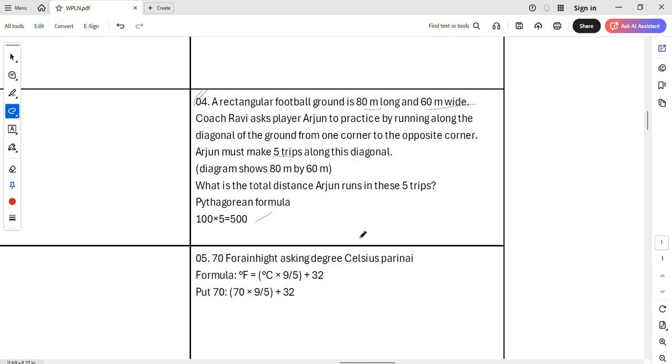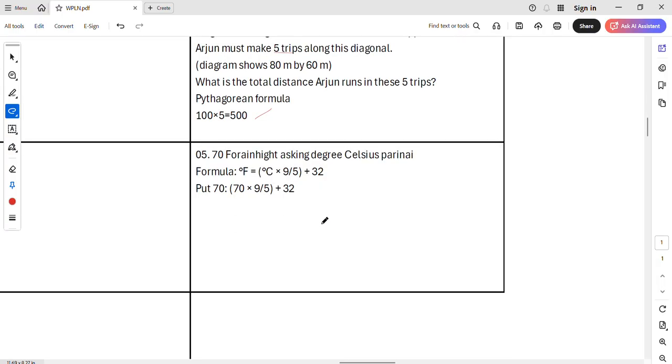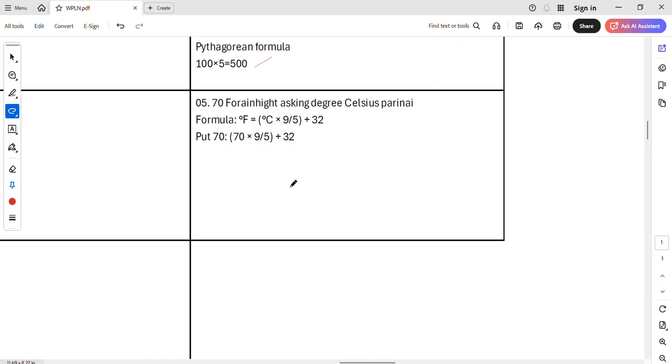Later on I will show you how to apply the Pythagorean formula. I will discuss the formulas. Okay, this is another question, question 5.